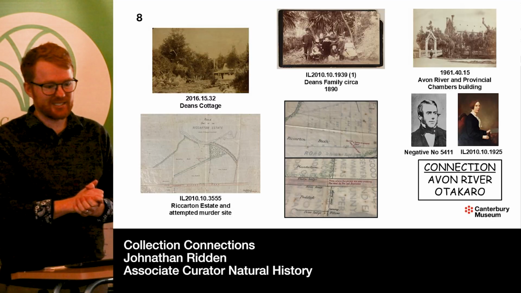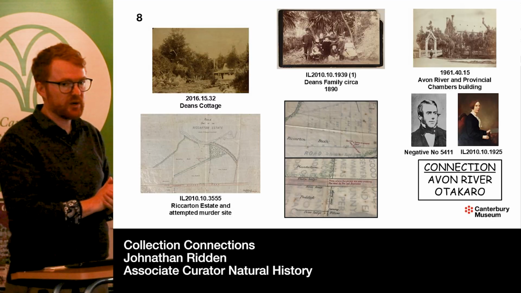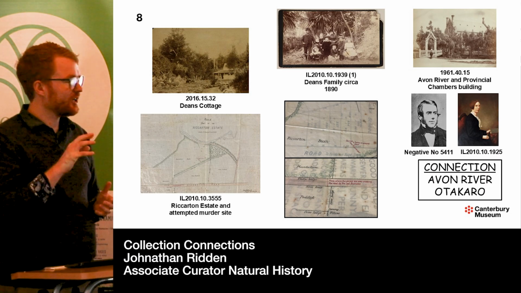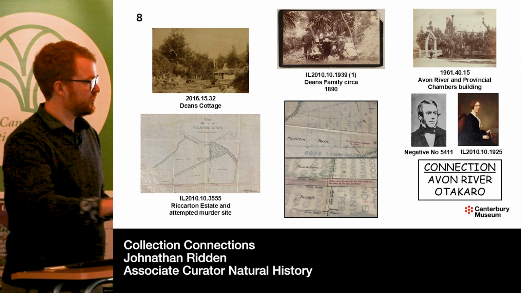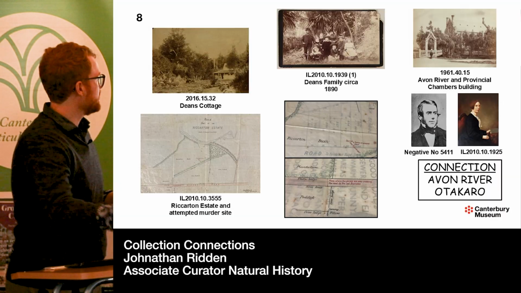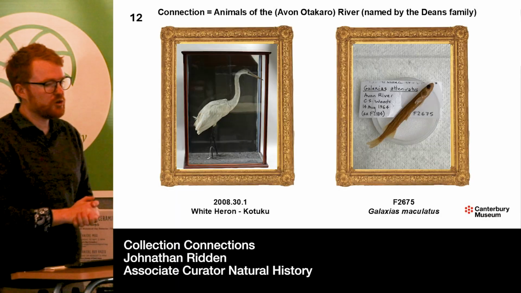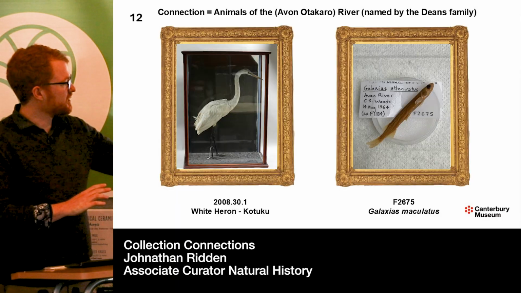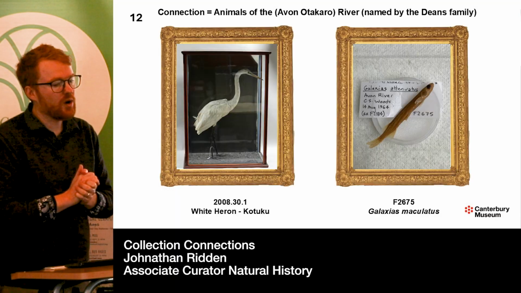And also Riccarton is named for the place that the Deans brothers grew up in, Ayrshire in Scotland. So that Riccarton is also a Scottish root. But the Avon River is the connection for this one. So we've got 2 options. We've got a white heron, a kotuku, and a galaxid, which is a type of inanga or whitebait.